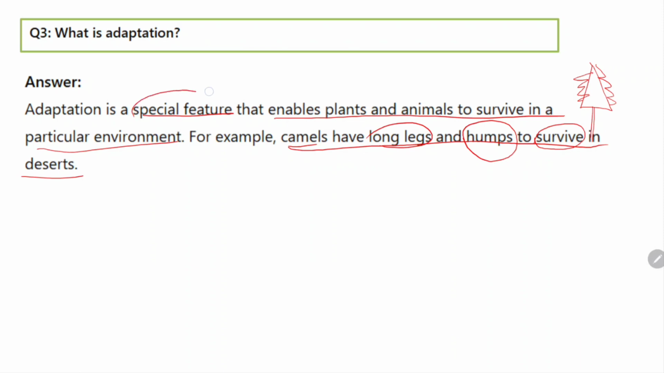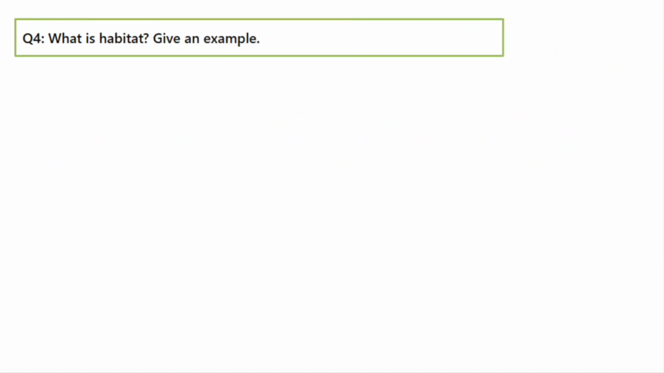So adaptation is that special feature which enables plants and animals to survive in very harsh conditions, or any kind of condition, any particular environment, so that they can survive for a longer period of time.